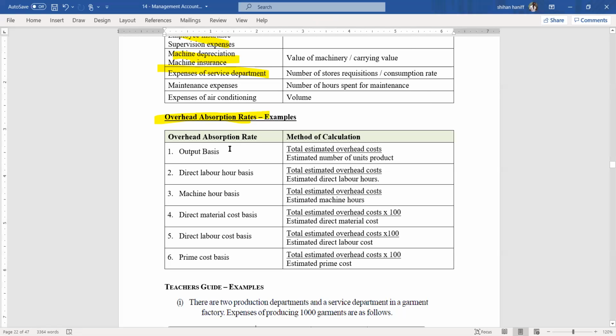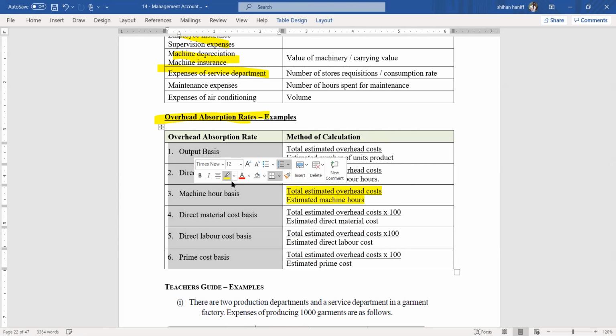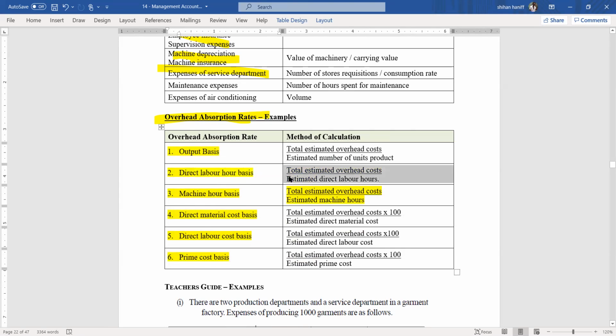Overhead absorption rate can be calculated based on the output. So total overhead divided by estimated number of units, or estimated direct labor hours, estimated machine hours. This is the one we took now, estimated machine hours. So also estimated direct material, labor cost, prime cost. This basis they will give you in the question. Right? So based on that only we take the denominator. That's the second part.